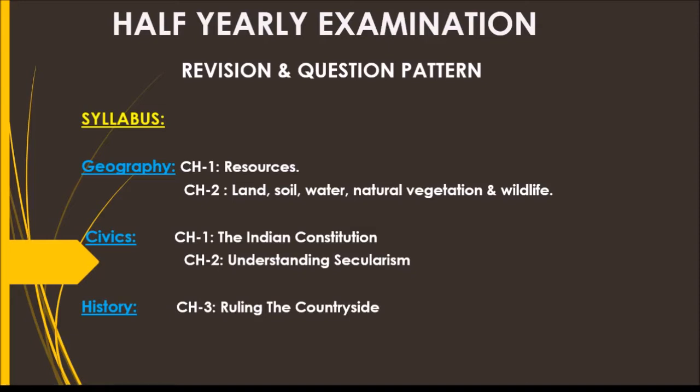Based on development and use, resources are classified into two groups. What are those? Actual resources and potential resources. Then, based on their origin, resources can be classified as abiotic and biotic resources. Abiotic means non-living, biotic means living. Natural resources are categorized broadly into renewable resources and non-renewable resources.